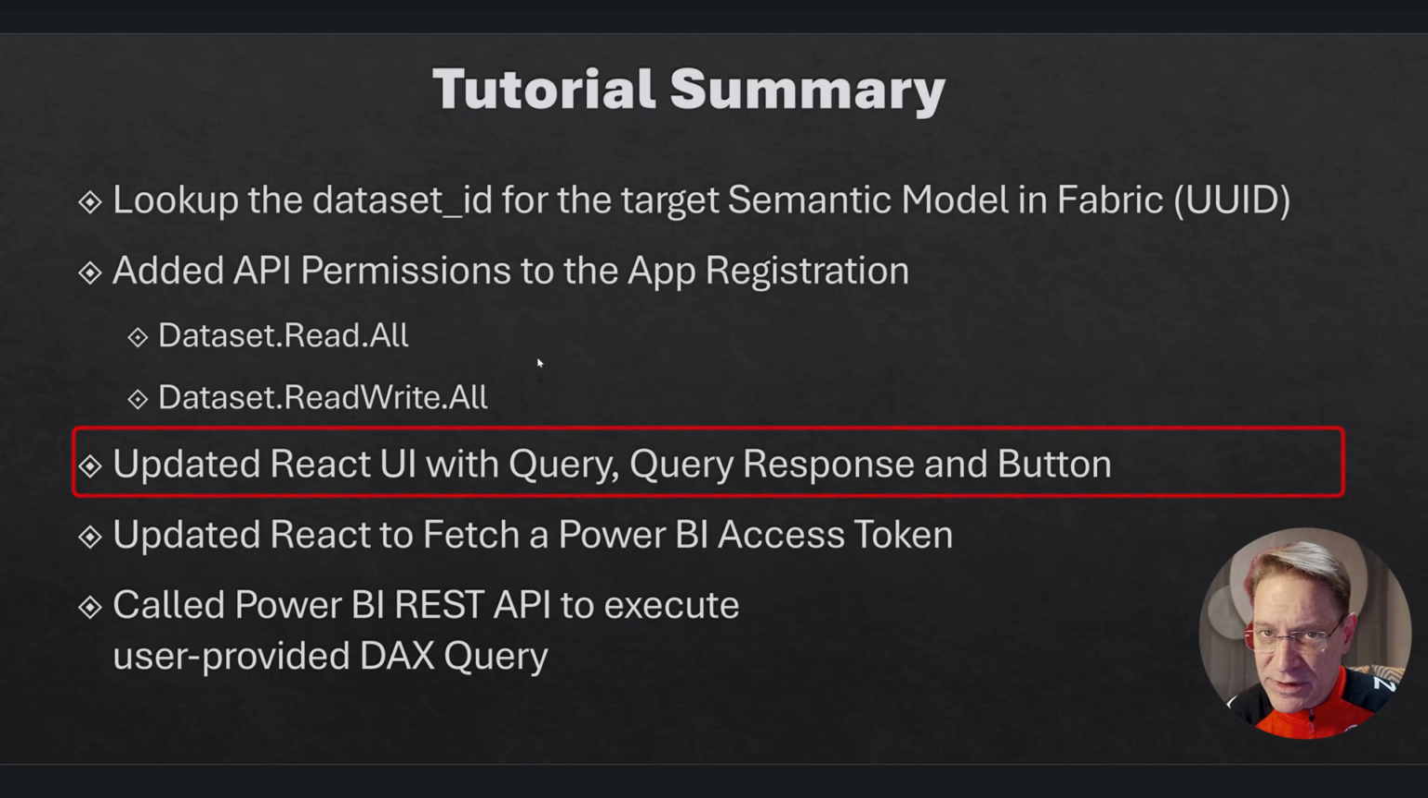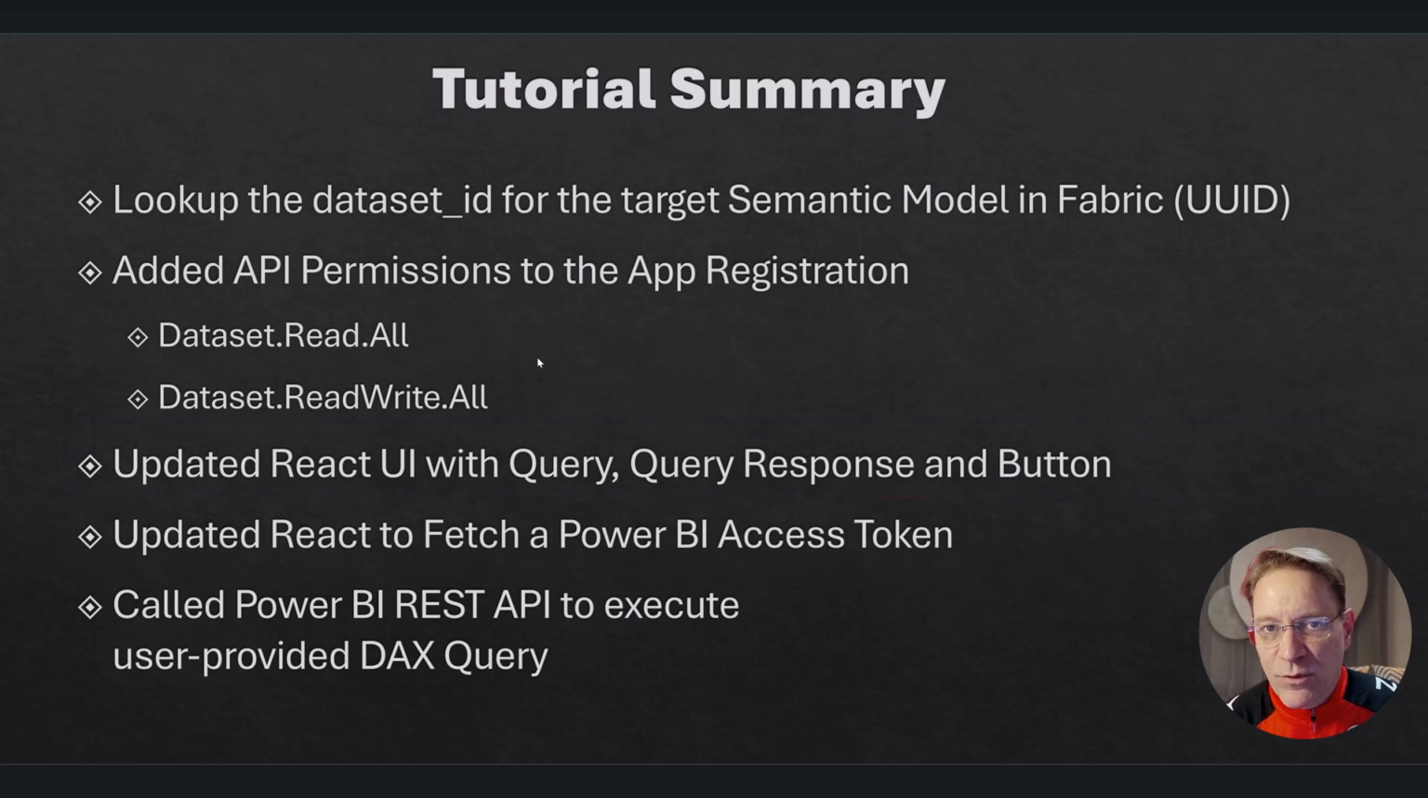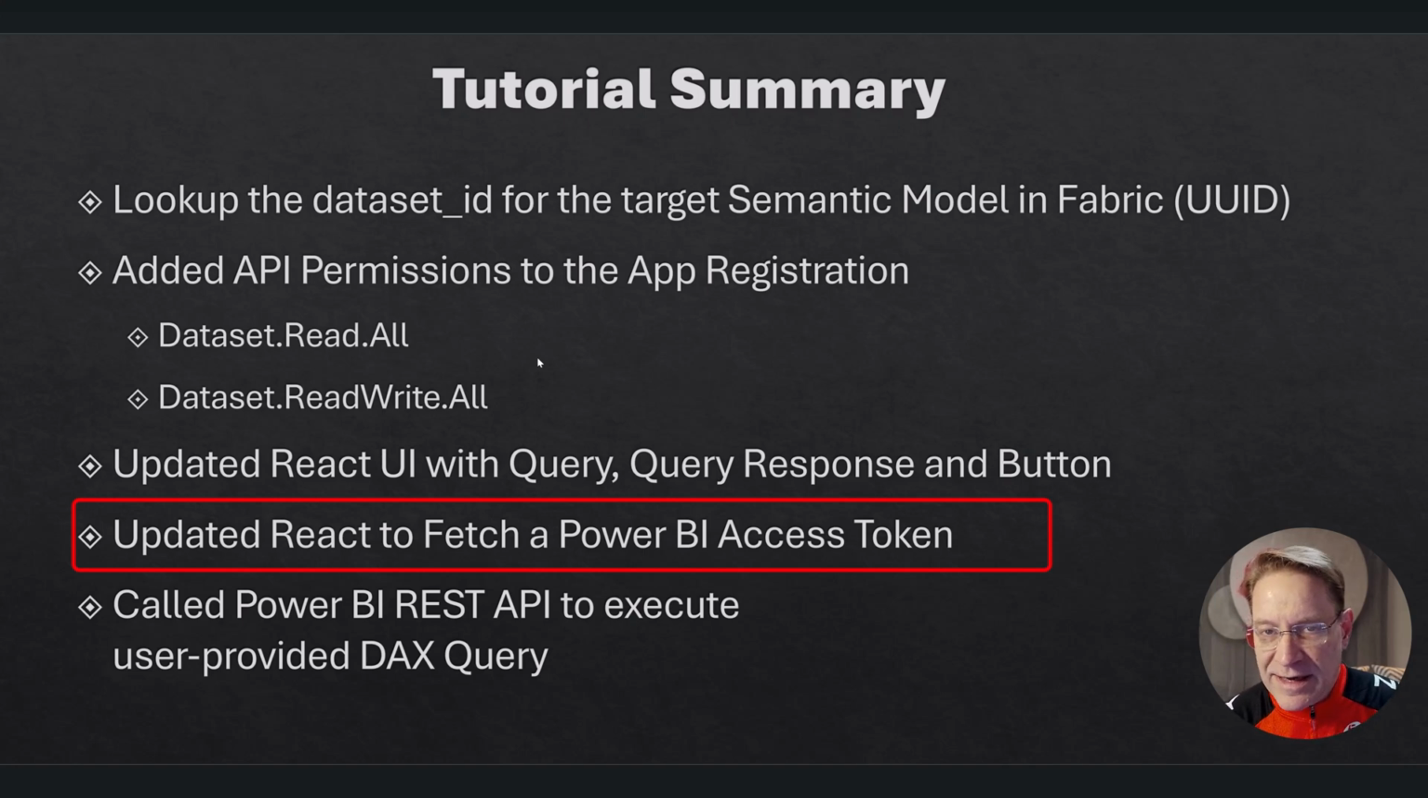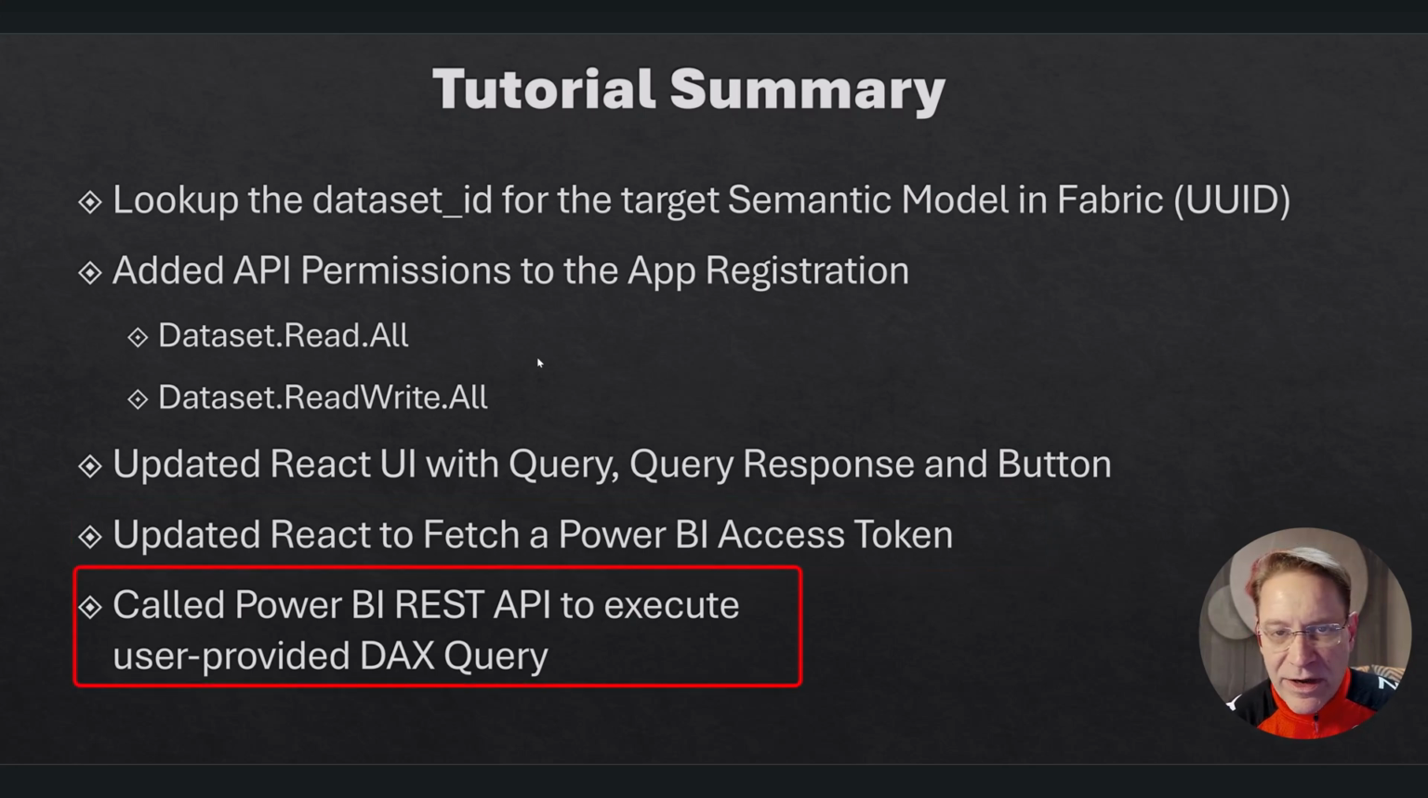The next thing we did was to update the React UI with just the UI query response, to give us something to interact with. And then we implemented the code to actually go to Entra and get an access token for Power BI for that user that's already logged in. So the key here is that we needed an access token using the Power BI claim, not just the access ID claim that we had before. And then finally, we called the Power BI REST API using that bearer token that we got with the Power BI authority, and we executed the query, and the query came back, displayed it to the user, and that's it.